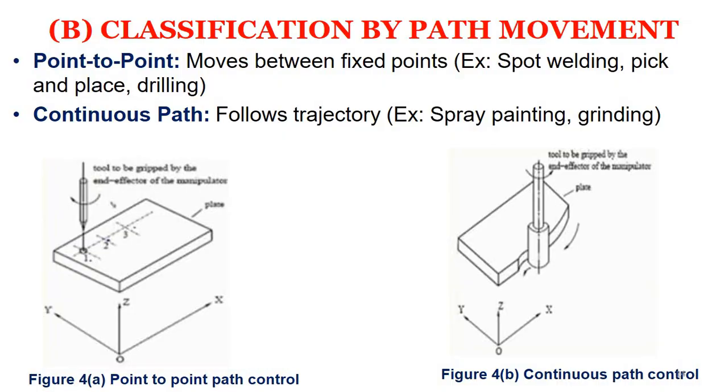Second is the classification by path movement. We can classify robots based on their path movement: first the point to point robot and second the continuous path robot. In point to point motion, the robot manipulator moves to fixed points, so it can be utilized for spot welding, pick and place operations, and drilling. In continuous path, the robot manipulator follows a trajectory, so it can be used for painting, grinding, and sometimes machining processes.